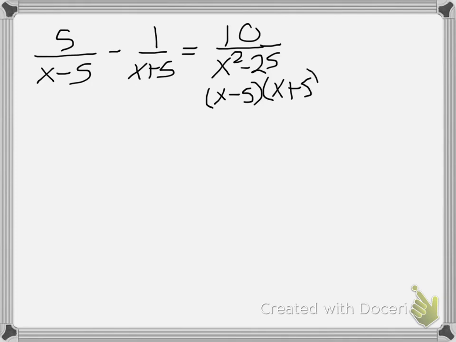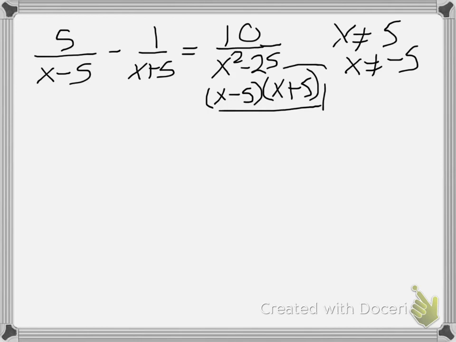Now, check for what answers that x can't be. x cannot equal 5, and x cannot equal negative 5. Hopefully you see why. Now, you need to find the least common denominator. Well, I've got x minus 5 times x plus 5 on the right-hand side, and on the left-hand side, I've got x minus 5 and x plus 5. So my least common denominator is x minus 5 times x plus 5. So everything gets multiplied by this.